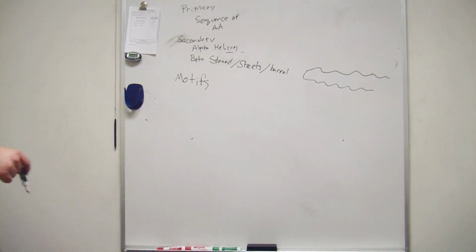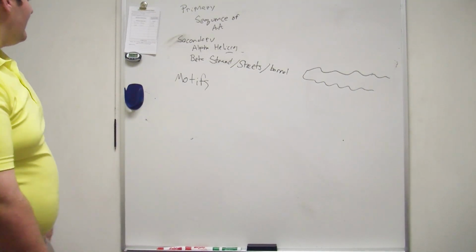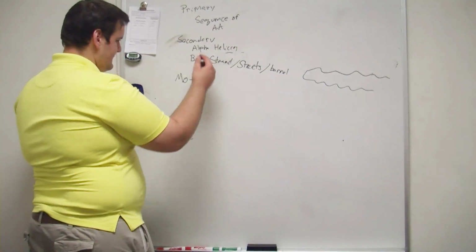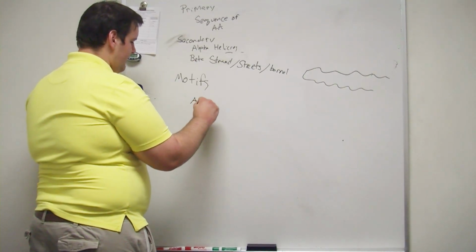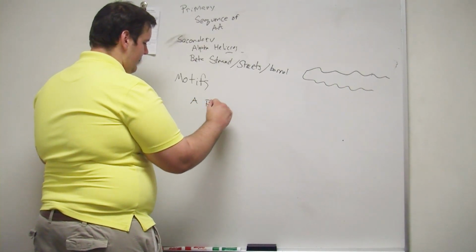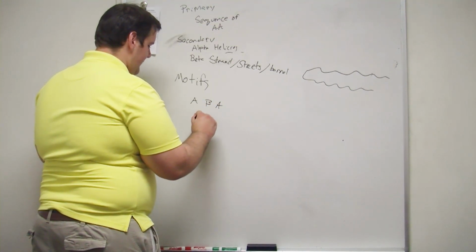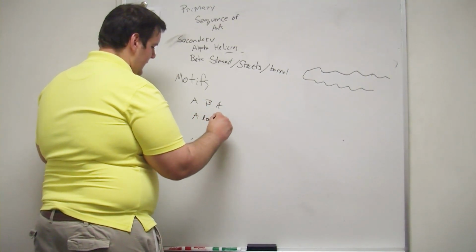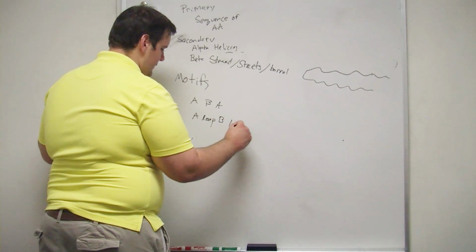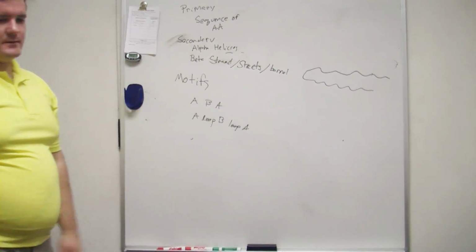And then a motif is just a pattern of secondary structure. So you might have an alpha, beta, alpha, or you might have an alpha loop, beta loop, alpha. And so they're just patterns of secondary structure.